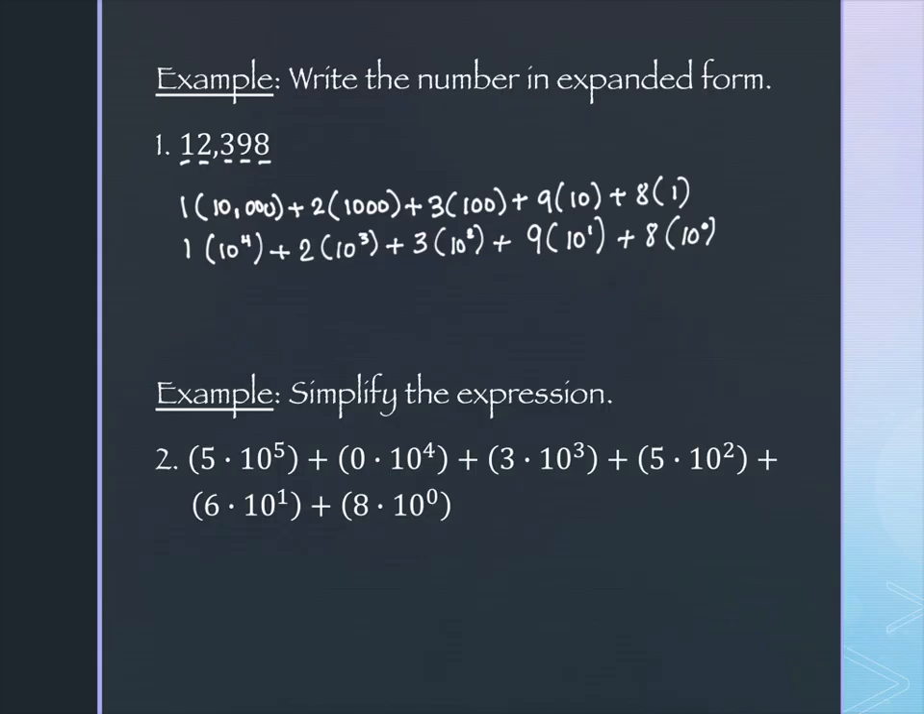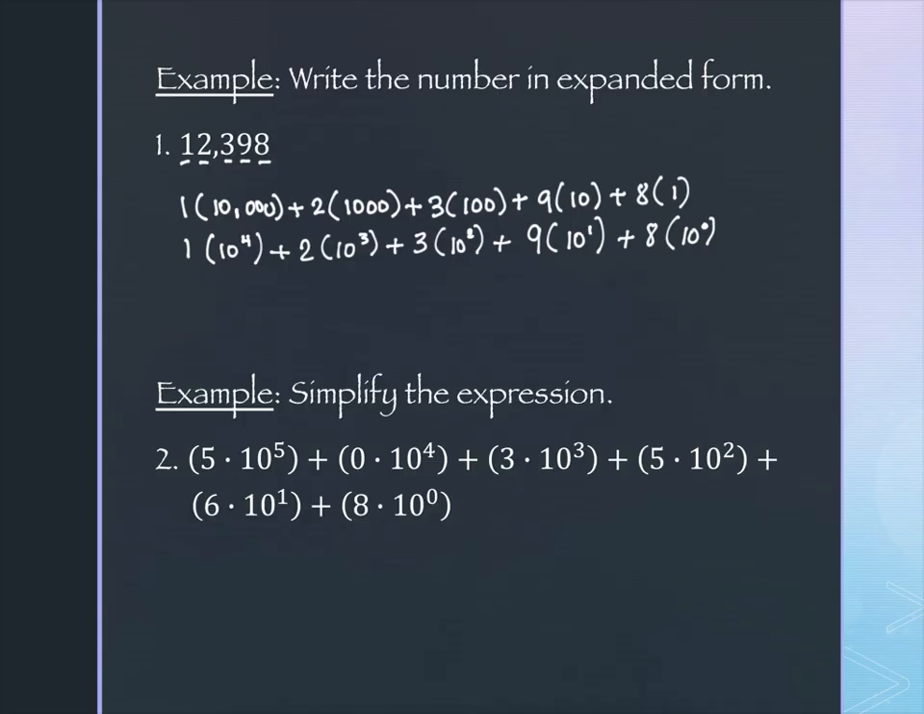So if it had actually been 10,398 instead of 12,000, I'd still write the 0 where I wrote the 2 and multiply it by 1,000. Now, you see that actually happening in the next problem that we're doing.